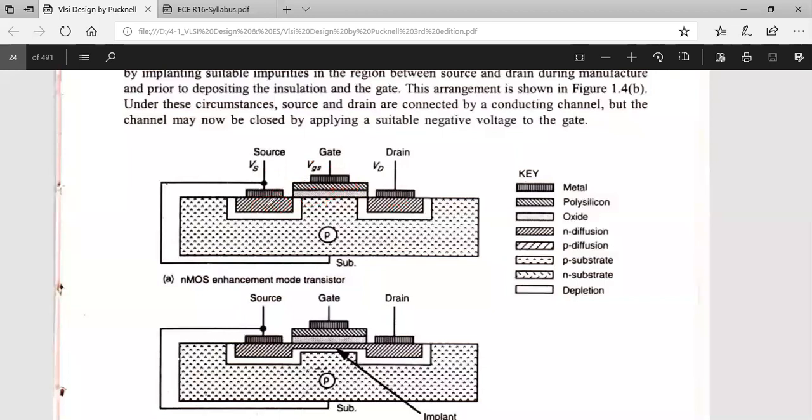So see here, this is an NMOS enhancement mode transistor. That means this NMOS enhancement mode transistor will be formed on a p-type substrate. P-type substrate means it is a lightly doped p-type material. Within that, with the help of a diffusion process, I am going to form two n-type diffusion regions. One n-type diffusion region is for the source, and one n-type diffusion region is for the drain.